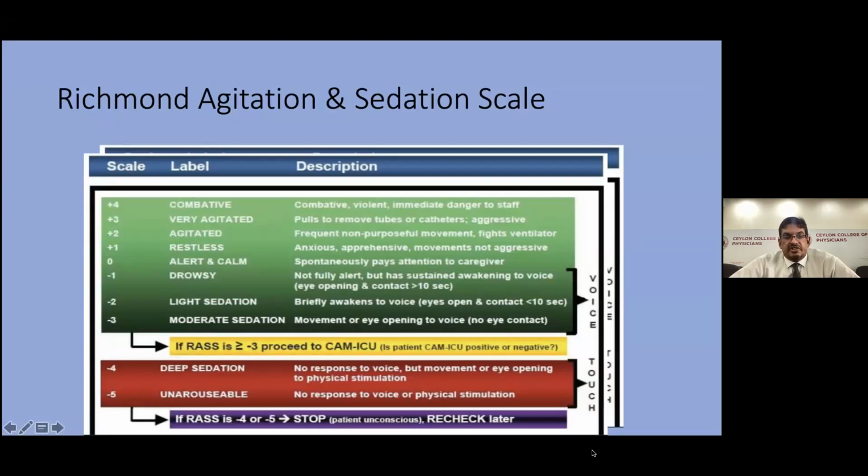This Richmond Agitation and Sedation Scale is useful, where initially one could approach the patient by voice, in the form of talking, and one could grade from +4 to -3 depending on whether the patient was combative or moderately sedated. If somebody is in deep sedation or unarousable, that person needs to be assessed by touch or by physical examination definitely, and one needs to find out whether there is an underlying problem which is beyond delirium that is going on.